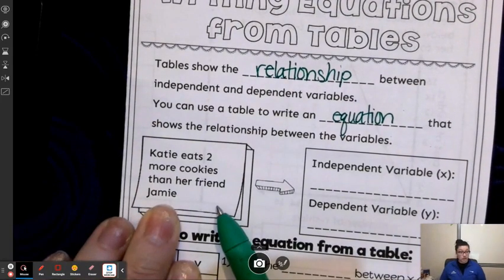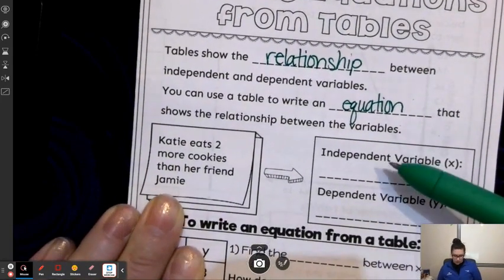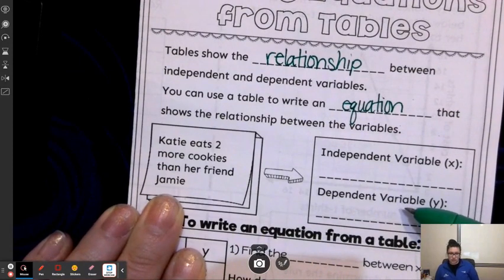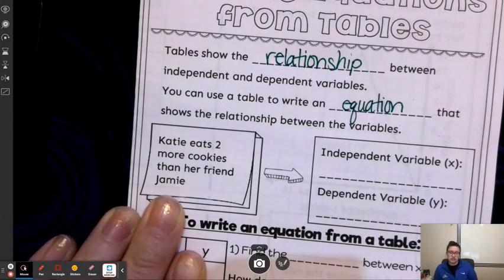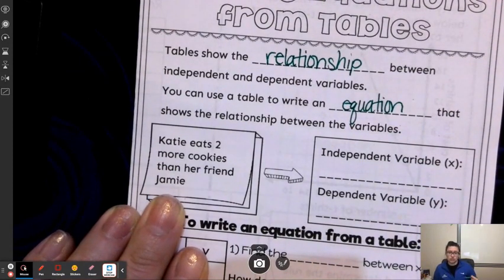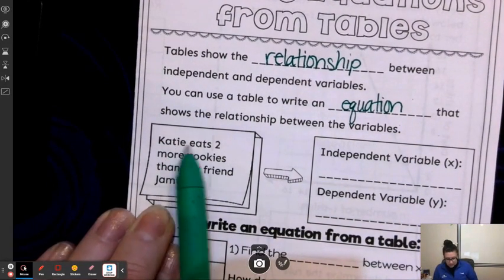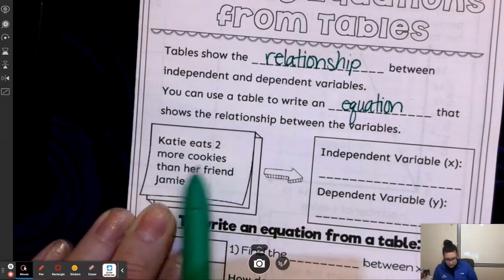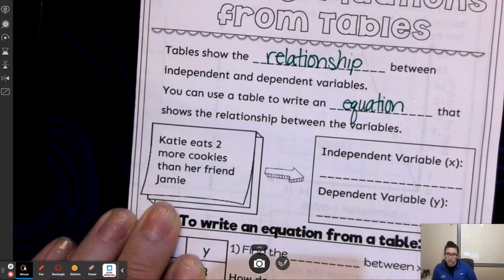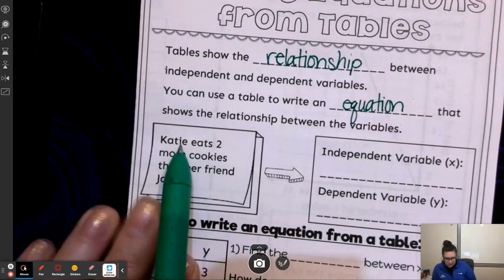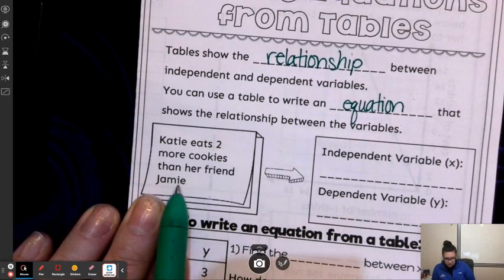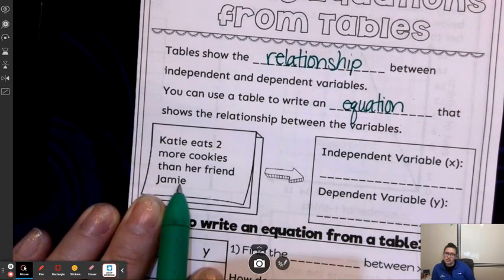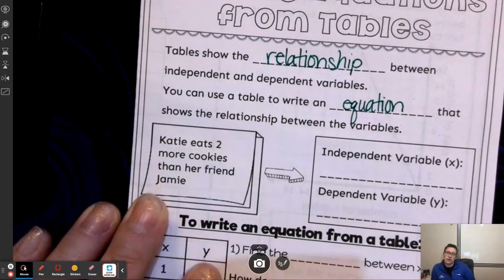They give us a situation here, and we're going to decide which one of these is the independent variable and which one is the dependent variable. The independent is the one that we can control. Katie eats 2 more cookies than her friend Jamie. Does Katie's cookie eating depend on Jamie? Or does Jamie's cookie eating depend on her friend Katie?